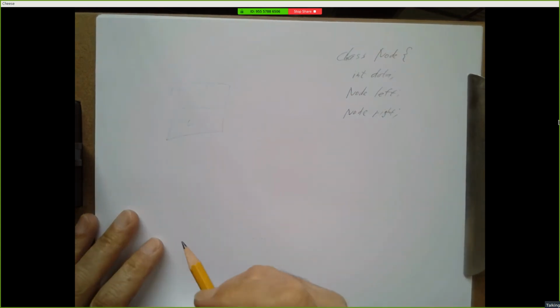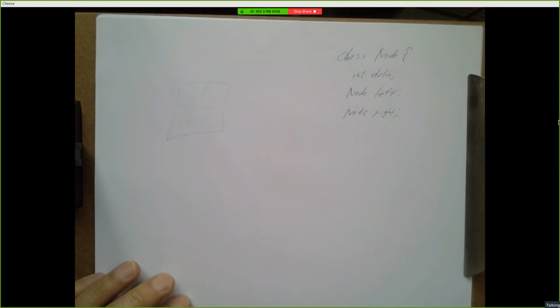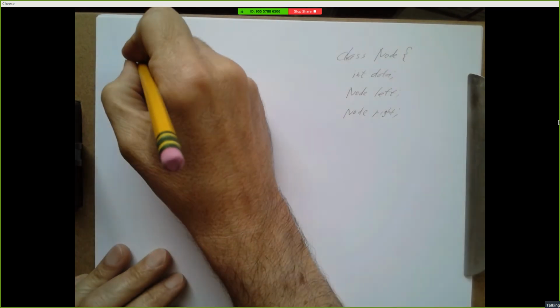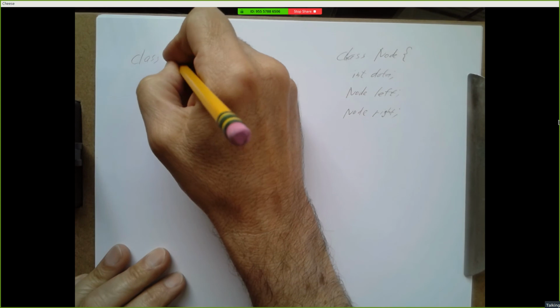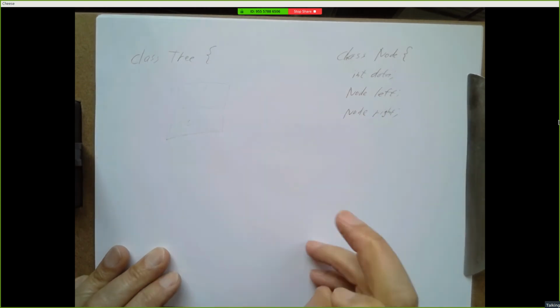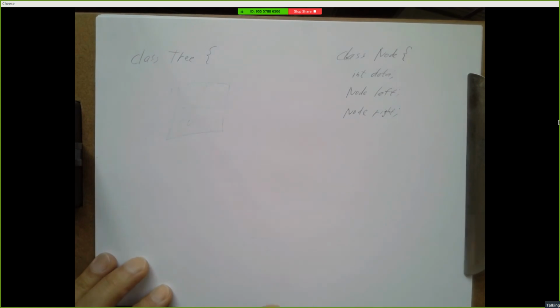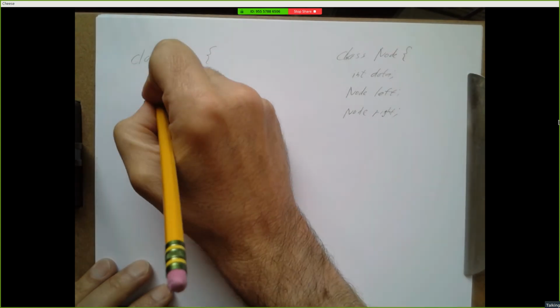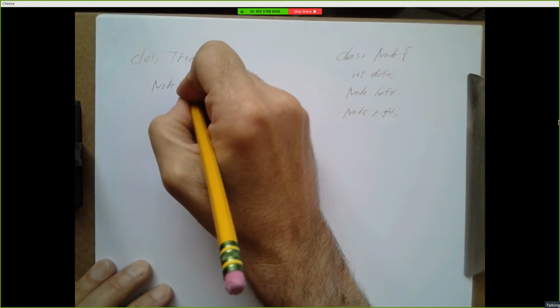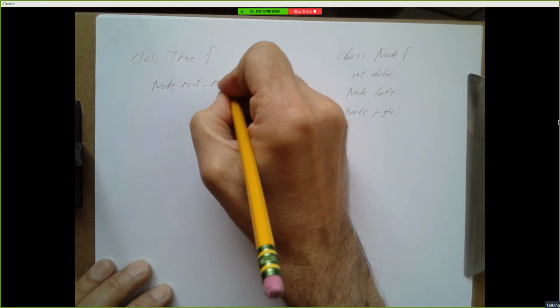So here's the one kind of odd thing about implementing things like trees. We can make a class called tree. And the main thing we need in here is the root, right? So the root is going to be a node. And the root starts off null.